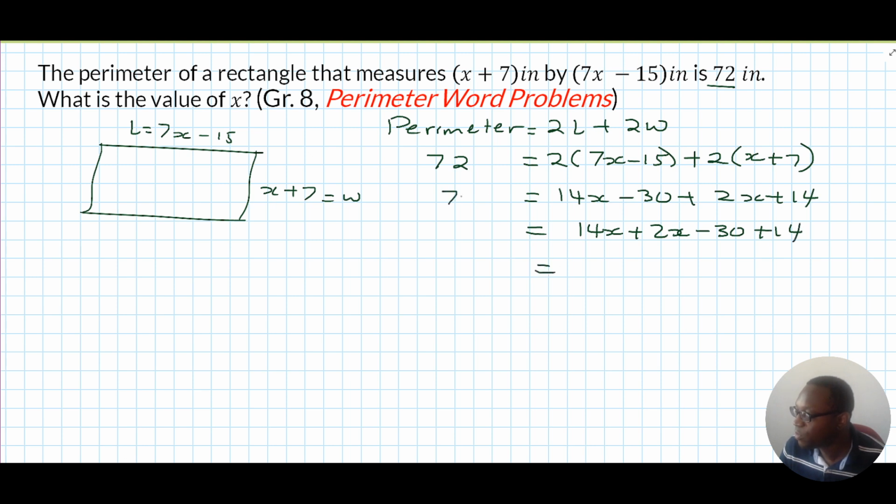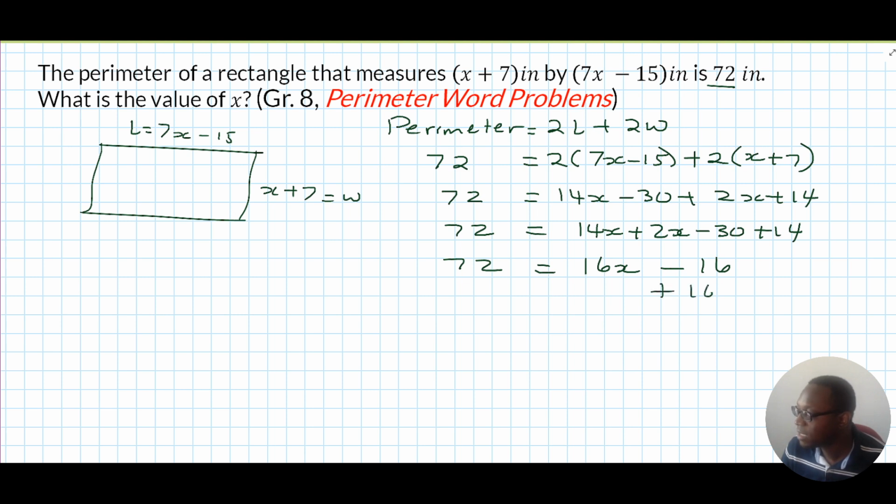So we can keep writing 72 here just so that we don't forget that. So this is going to be 16x minus 16. And so now we're going to solve this equation for x. So this is really the goal. All of this is to try to get us to create an equation that looks like this: 16x minus 16 equal to 72. So let's go ahead and solve that.